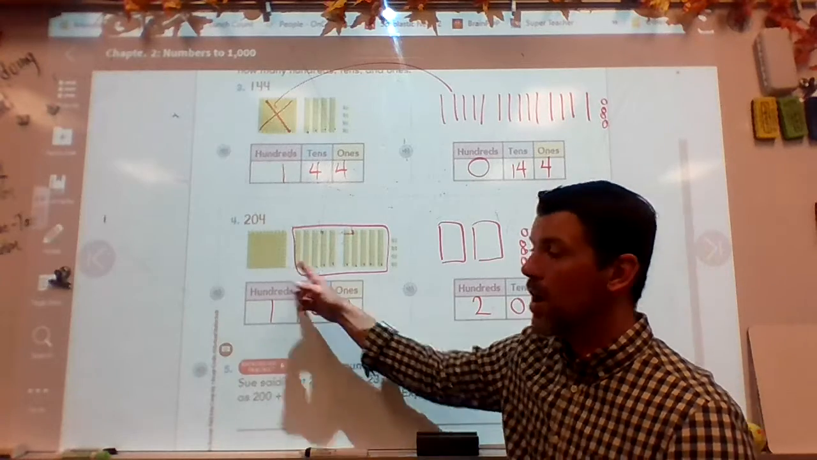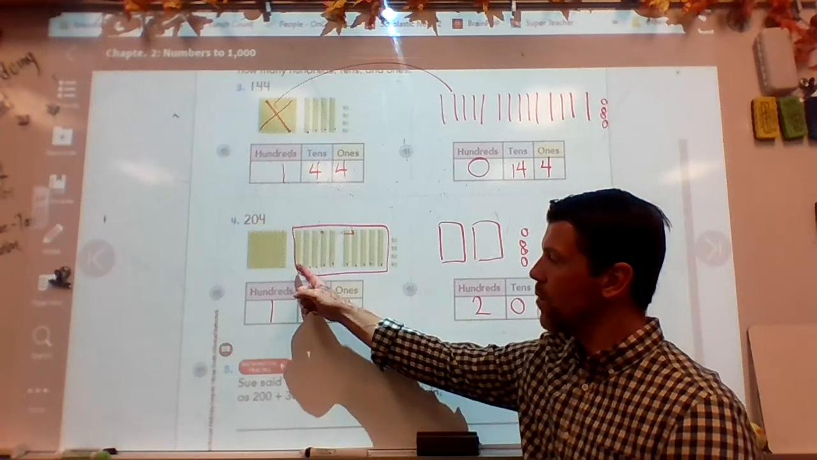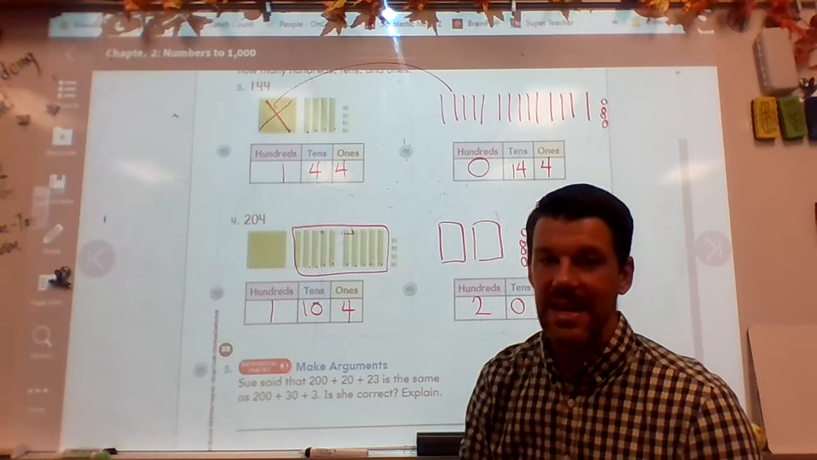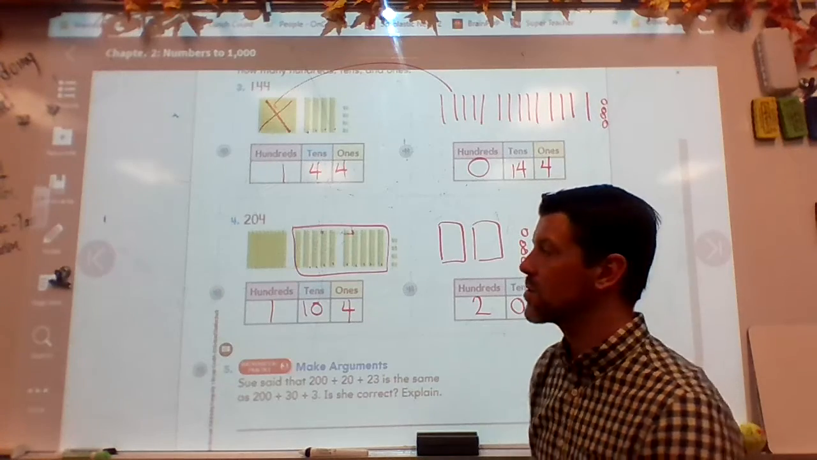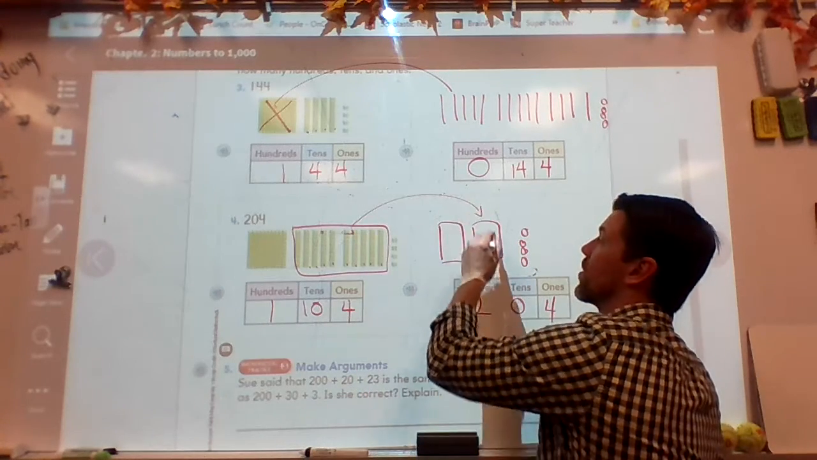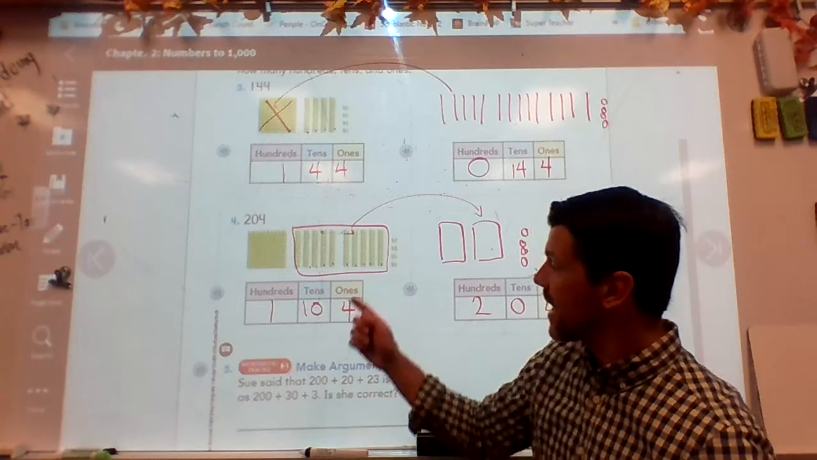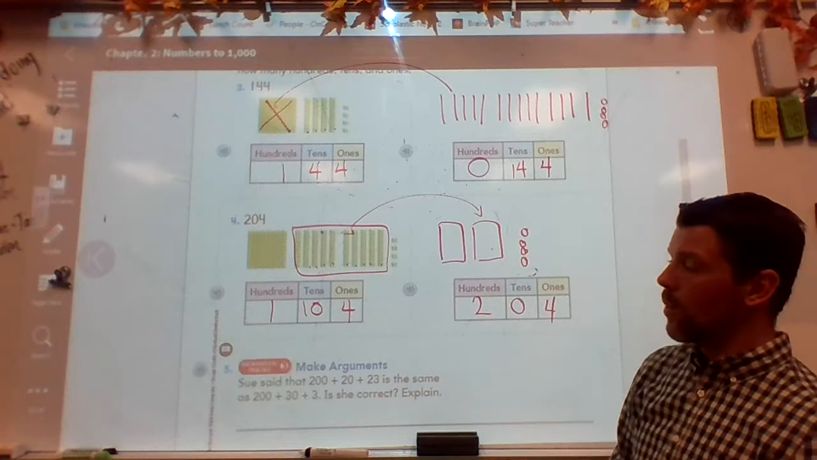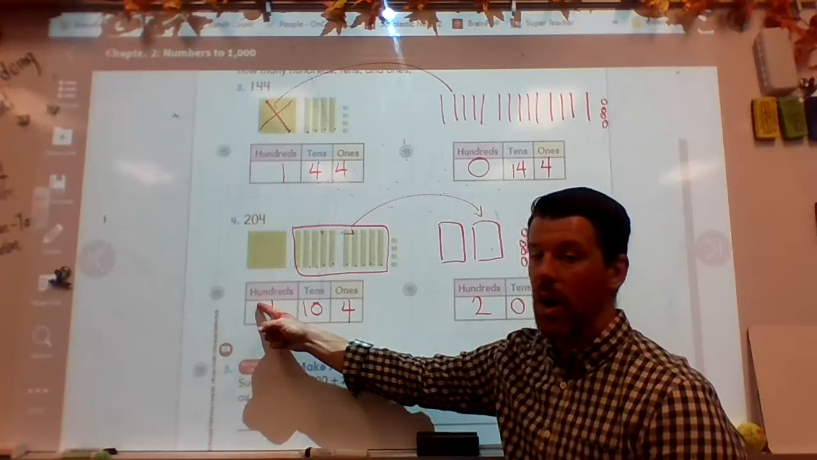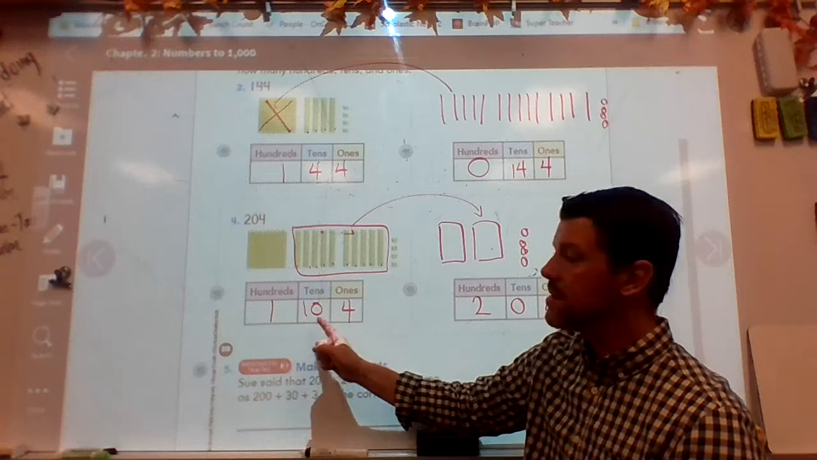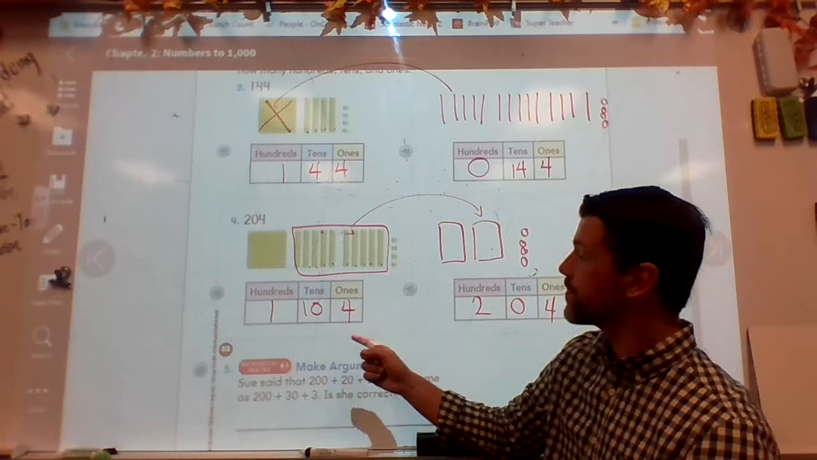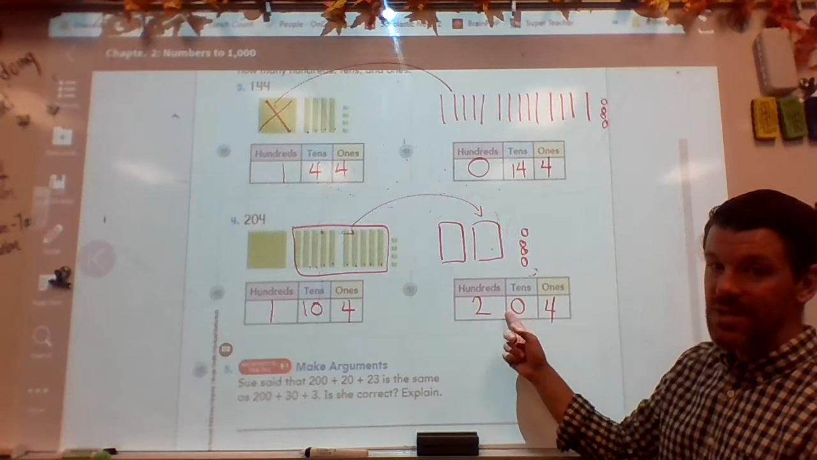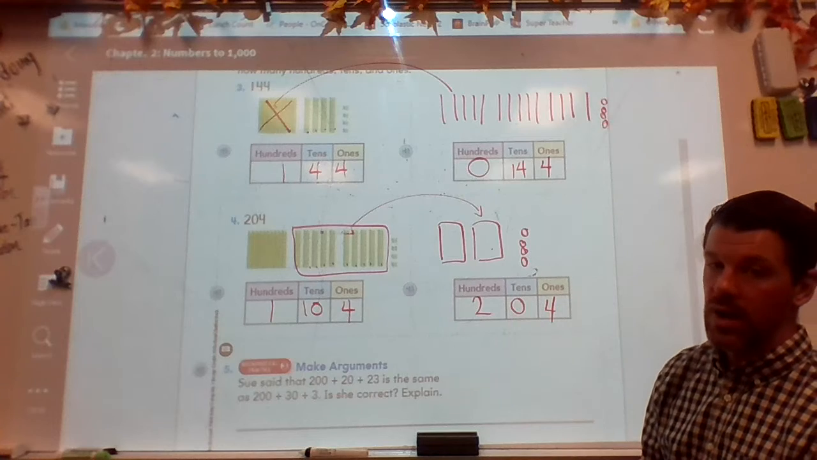So what I did, I brought over my hundreds, and then I knew I had 1, 2, 3, 4, 5, 6, 7, 8, 9, 10 tens. And I know that 10 tens equals 100. So I brought this over here to make a new 100. And I kept my ones the same, 1, 2, 3, 4, 1, 2, 3, 4. So when I wrote those down, I knew I had 100, 10 tens, and 4 ones. With this one now, I have 2 hundreds, no tens, and 4 ones.